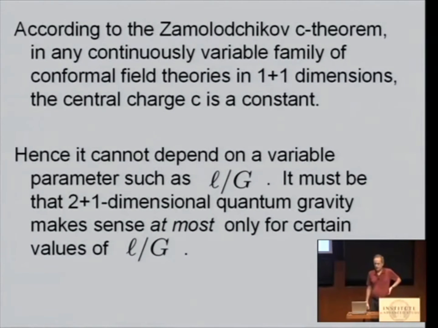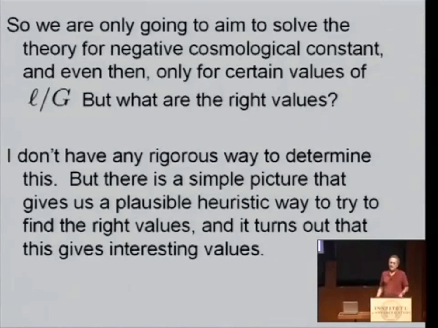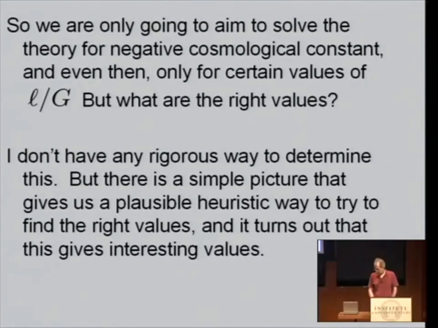According to the Zamolodchikov c-theorem, in any continuously variable family of conformal field theories in 1+1 dimensions, the central charge c is a constant. Hence, it cannot depend on a variable parameter such as L over G. It must be that 2+1-dimensional quantum gravity makes sense at most only for certain values of L over G. But what are the right values? Actually, until here, I think everything I said is true. It's past this point where I offer no assurances.